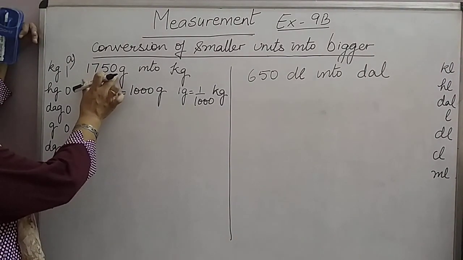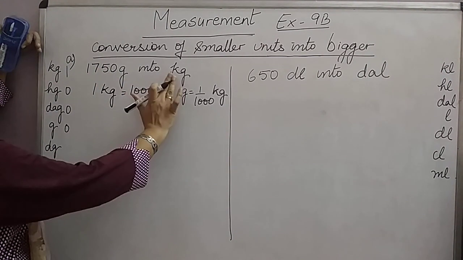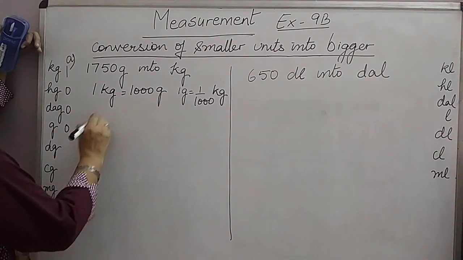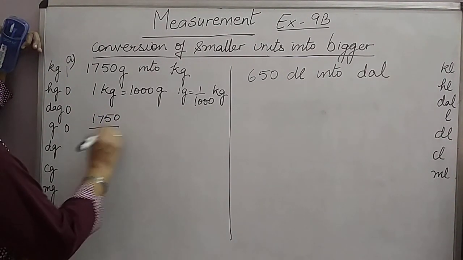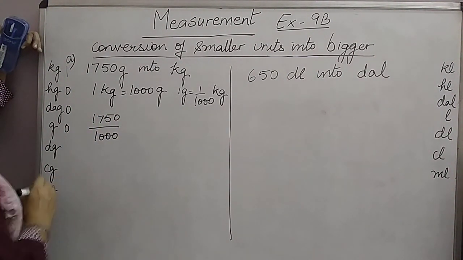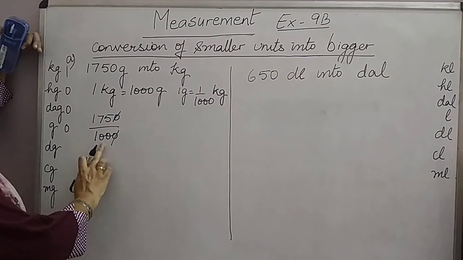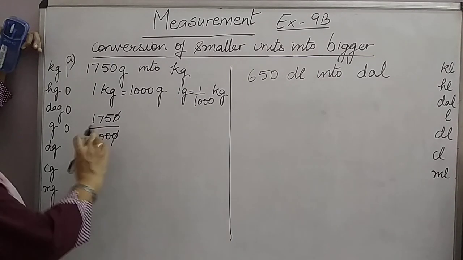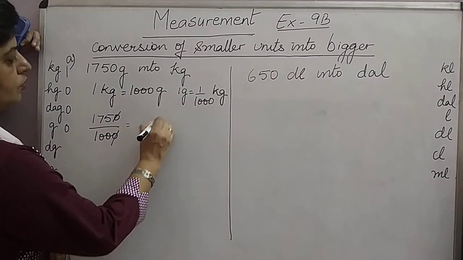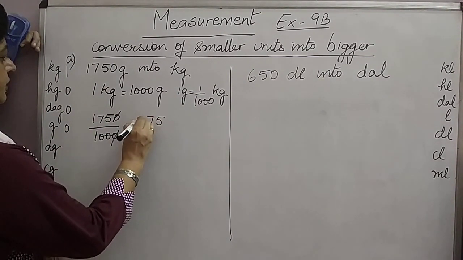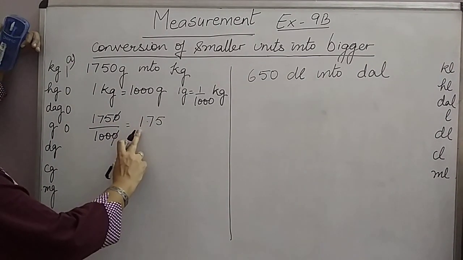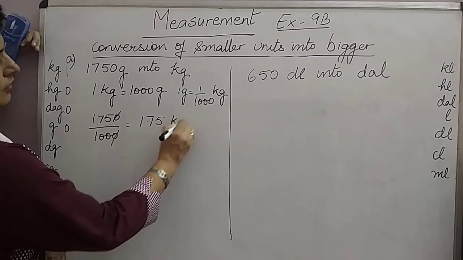Now we know that we have to divide it by 1000 to convert it into kg. So 1750 divided by 1000. We can cut this 0. 2 zeros are left and we will take it as decimal in the numerator. So we will put decimal after 2 places in the numerator. So we have 1.75 kg.